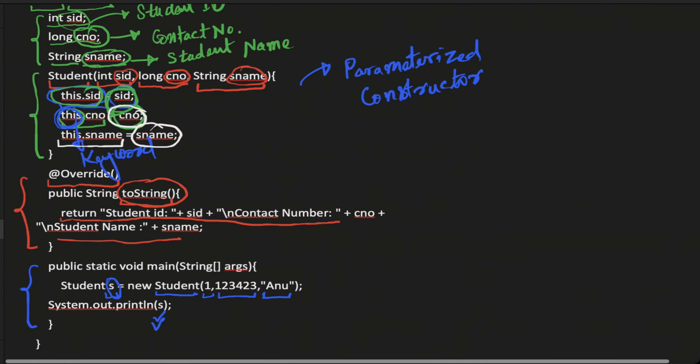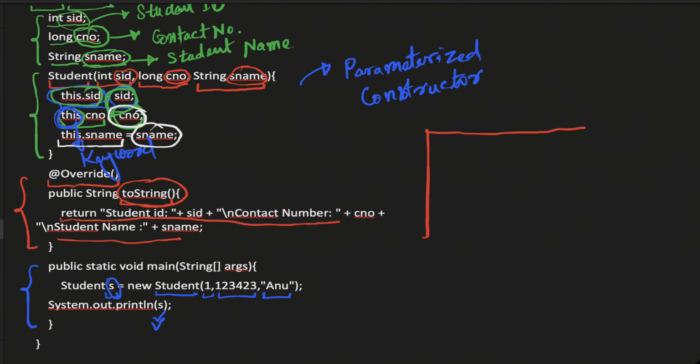Okay, now tell me the output. What would be the output according to you? You can comment down, and after that see the output. What is the actual output? So first, let me tell you the flow of the program.